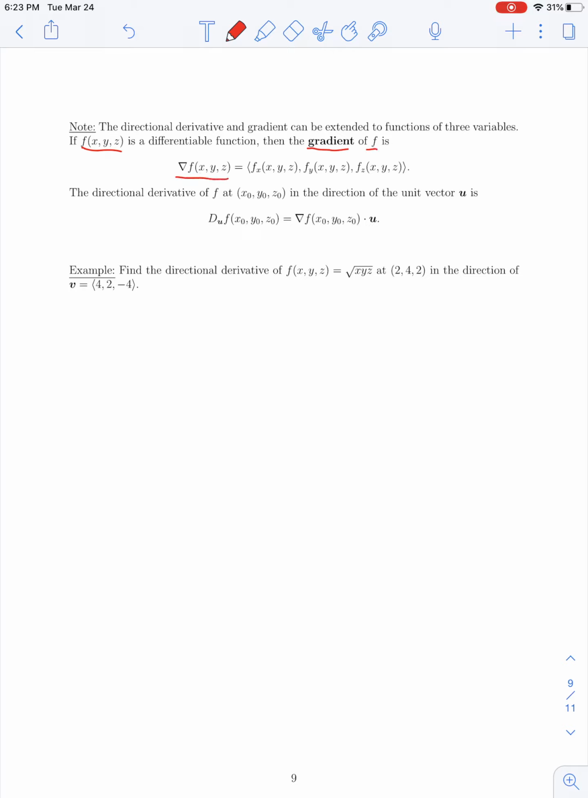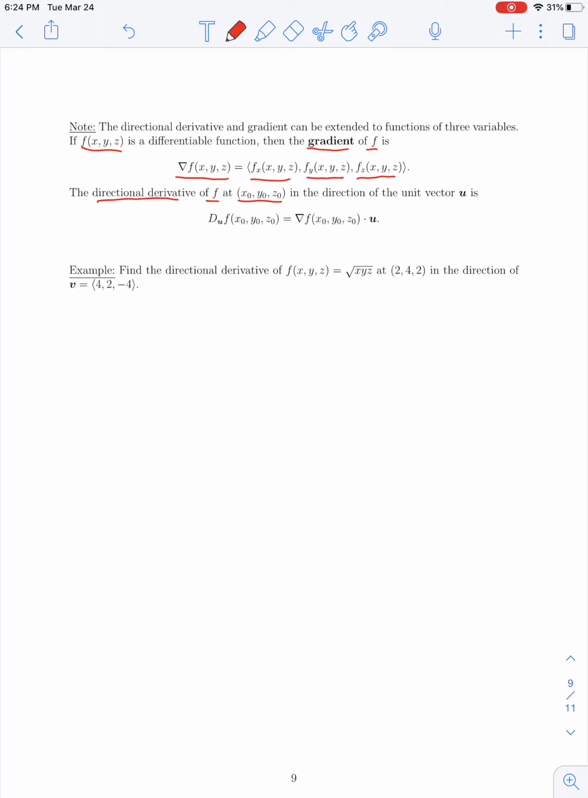Now, the gradient of such a function is denoted as nabla f of x, y, z, or grad f of x, y, z, and it would be the 3-dimensional vector function whose first component would be the partial derivative with respect to x, second component is the partial derivative with respect to y, and our third component is the partial derivative with respect to z.